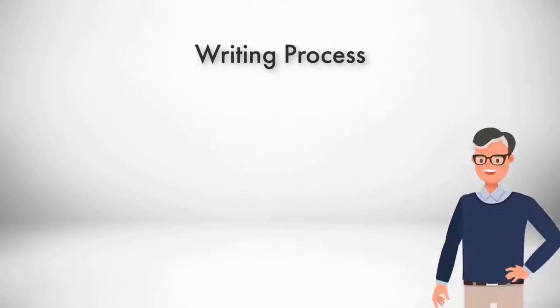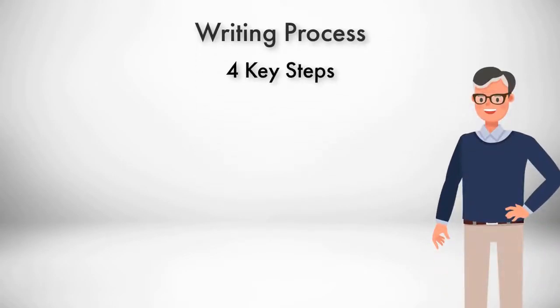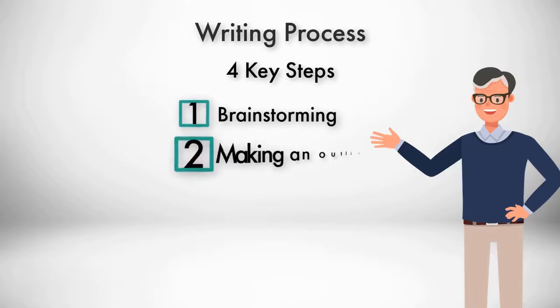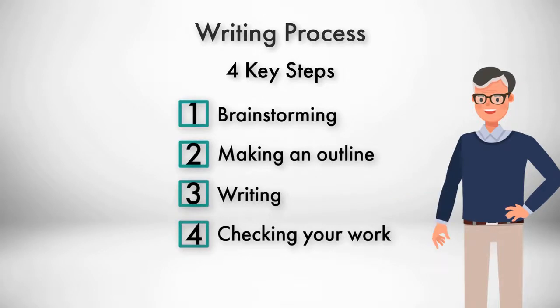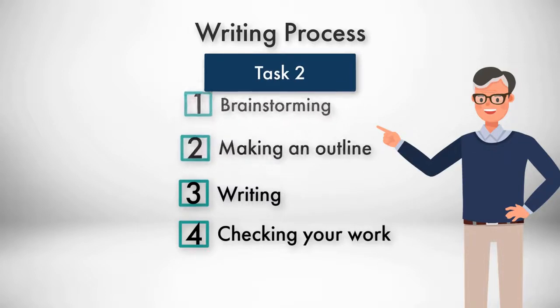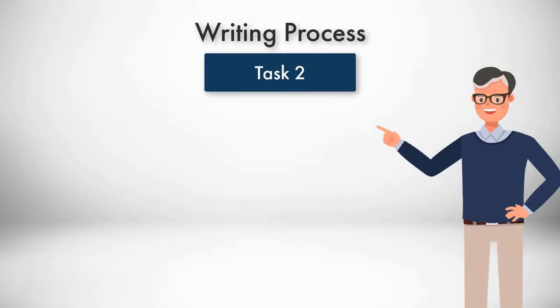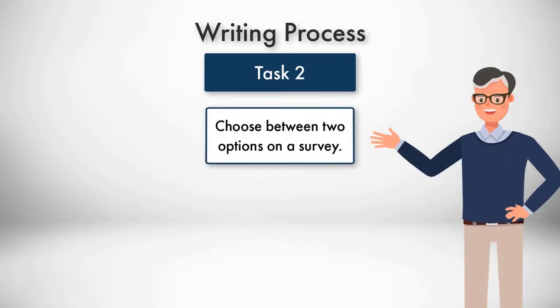In the first video of this series, we discussed 4 key steps in the writing process: brainstorming, making an outline, writing, and checking your work. In this video, we are going to demonstrate how these 4 steps can be applied to Task 2 of the writing test. In Task 2, you will have to choose between 2 options on a survey.